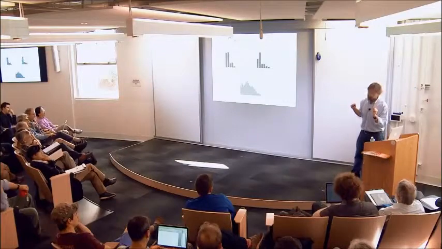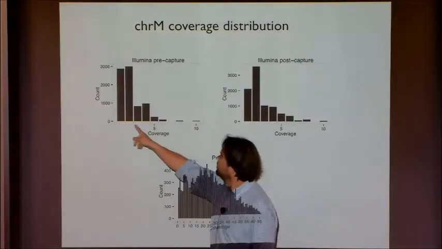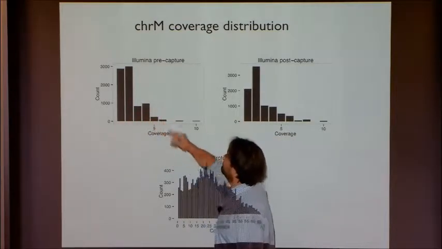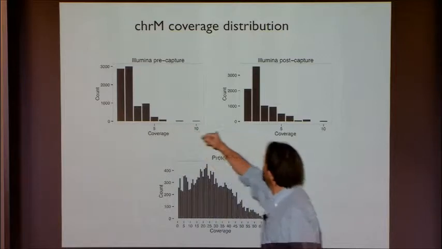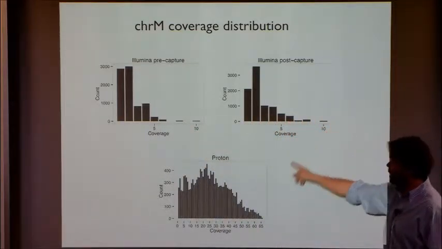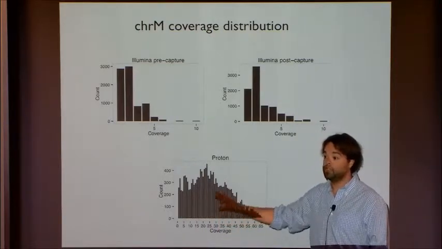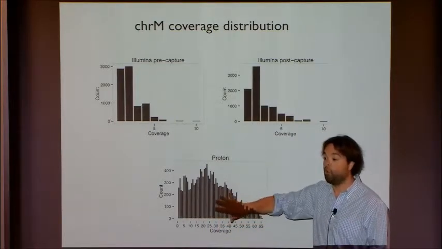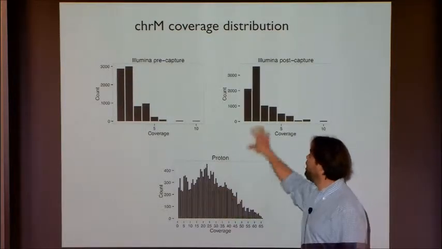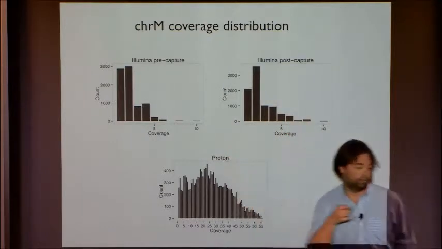So if you look at the mitochondrial coverage, in the Illumina pre-capture, it looks about 1 to 2x, and we've got about 2 to 3x coverage in the post-capture, and we've got 20 to 30x coverage in the proton data. So from the proton data, we actually have quite good coverage and can make quite reliable calls on the mito, and then ask, relative to the Illumina, how well are we doing?